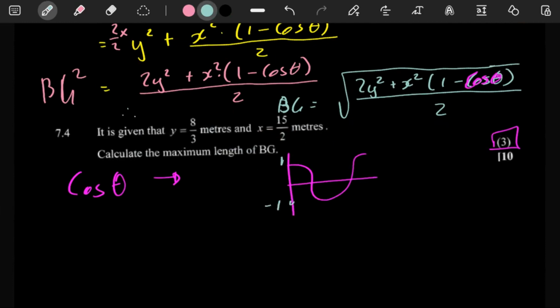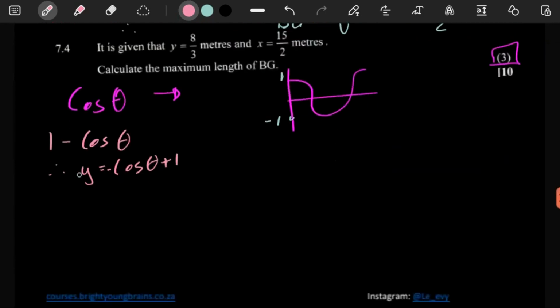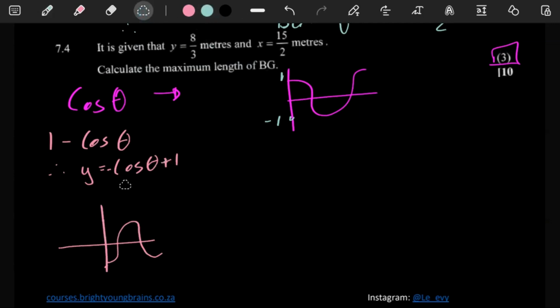Now, the thing is, looking at what we have, we kind of have to be creative. You see, in as much as this is a cos graph, what we're dealing with is 1 minus cos theta, meaning we technically have an equation that looks like cos theta minus 1. No. Negative cos plus 1. If you swap these two around, this is what you'll be seeing, which is a cos graph that has been flipped over. Apart from being flipped over, it was then moved 1 unit upwards.